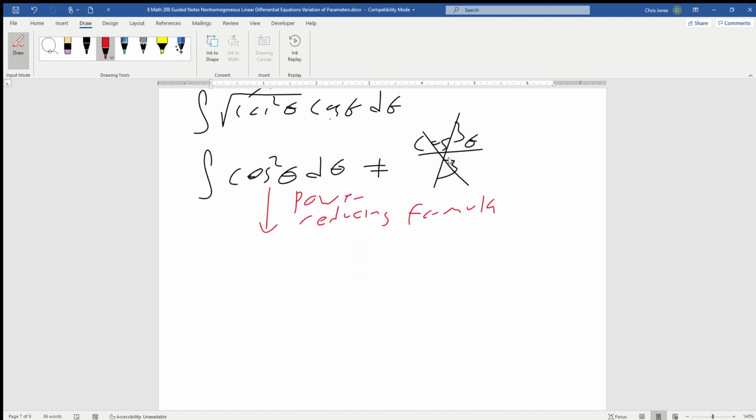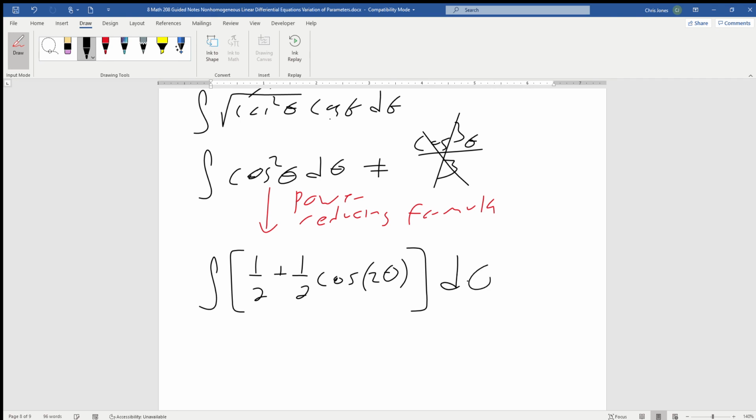And we saw the power reducing formula earlier. For cosine squared, that is 1/2 plus 1/2 cos of 2 theta. All right, so at this point, we are going to integrate, finally, at least for this one. There's a d theta out here, excuse me.